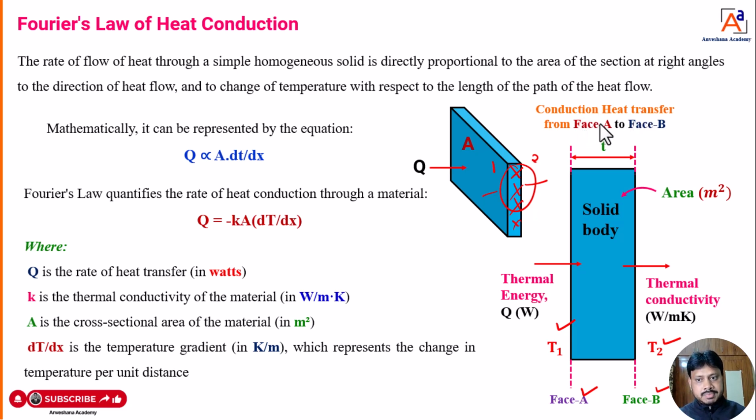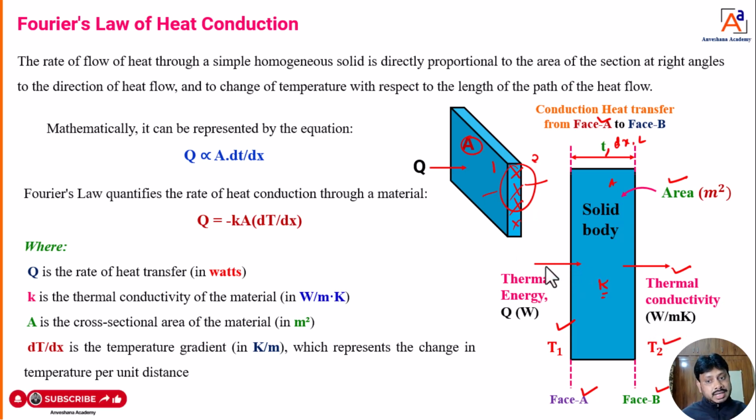Conduction heat transfer from face A to B, dear students, and it has a thickness. That thickness you can mark as T, or dx, or L. It's up to you. And it has an area, which we can mark as A. Then, when it is a solid material, it has its own thermal conductivity. That thermal conductivity you can mark as K. The unit for thermal conductivity is watt per meter Kelvin, dear students.